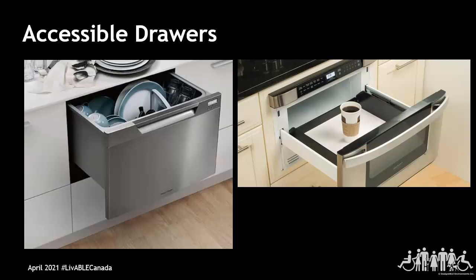We're also seeing a big adaptation in the idea of using drawers. So instead of having a dishwasher, a full height dishwasher that gets quite low, which is harder for a lot of people with bad backs, as well as for people in seated positions or shorter people, a drawer might work better. Here on the right, we see a microwave with a drawer.